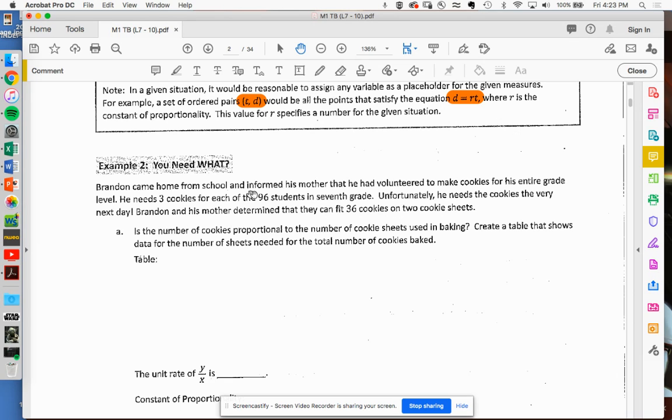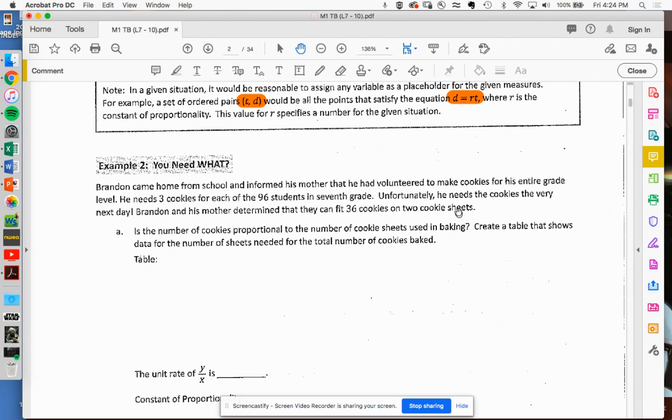Well, Brandon came home from school and informed his mother that he had volunteered so nicely to make cookies for his entire grade level. He wants to give each kid three cookies, and there are 96 students in the 7th grade on his team. So unfortunately, he needs the cookies the very next day. Mama was not happy. Now, Brandon and his mother determined that they could fit 36 cookies on 2 cookie sheets.